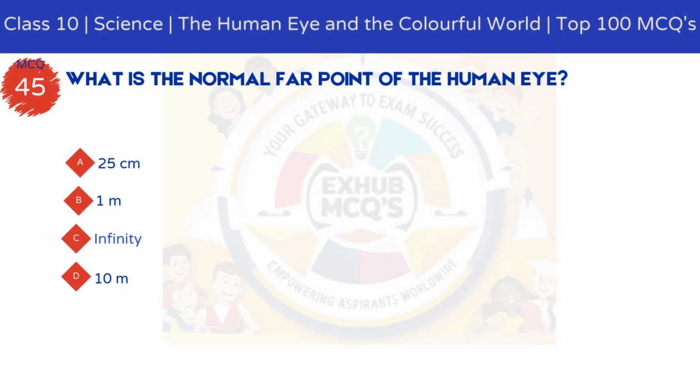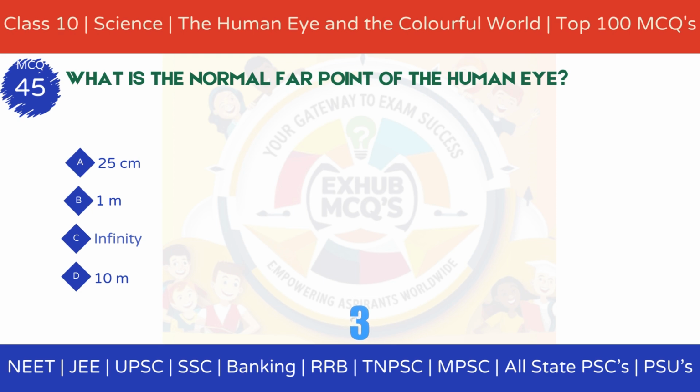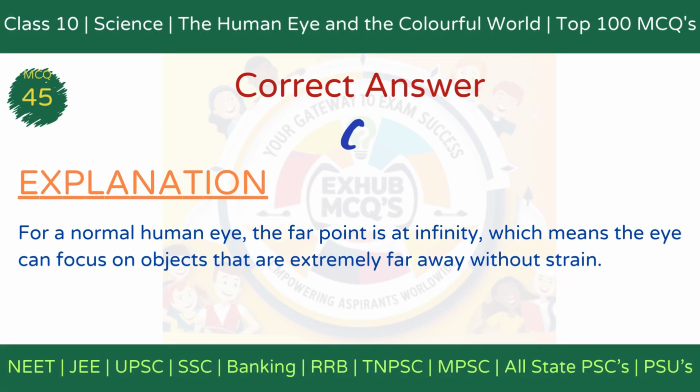MCQ 45. What is the normal far point of the human eye? Option A, 25 centimeters. Option B, 1 meter. Option C, infinity. Option D, 10 meters. The correct answer is option C, infinity.